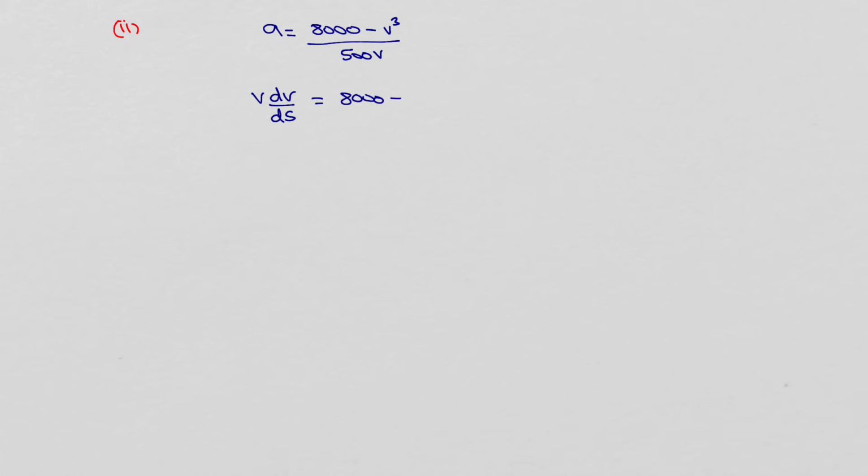And then what I need to do is rearrange my equation so that I get all my v's to one side and my s's to the other side. So multiplying across by 500v, we end up with 500v squared divided by 8,000 minus v cubed, that's dv, is equal to ds. And therefore we look at our start limits and our end limits and set up our integration.